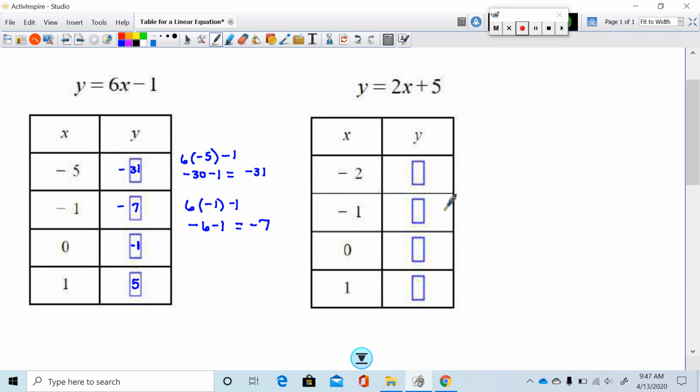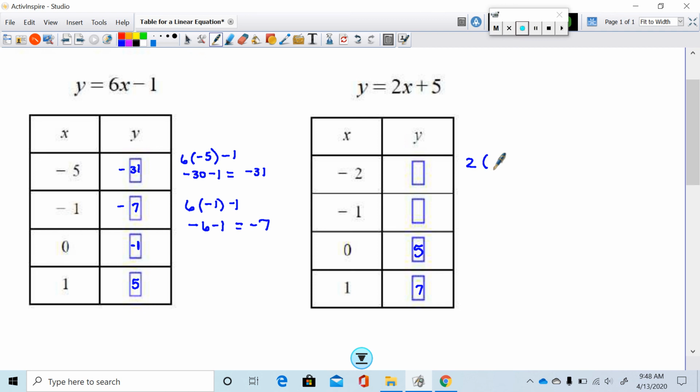On the next one, again, look for 0 and 1 first, because 0 means the number that doesn't have a letter stuck to it goes with that. 1 means you scratch out the x and do what it says. So 2 plus 5 is 7. Now the rest of them you actually do have to do a little bit of work on. So you're plugging this number in for x.